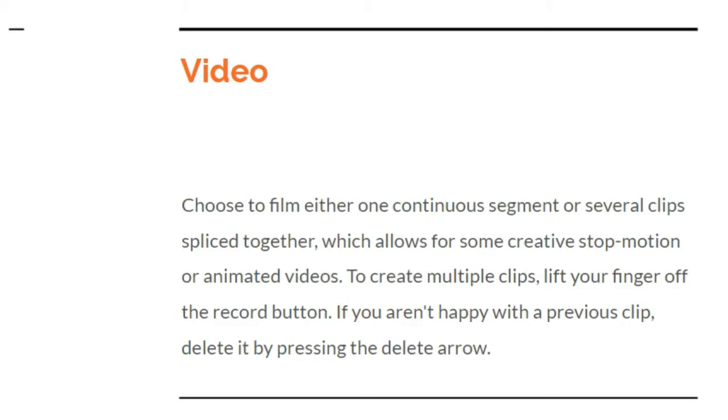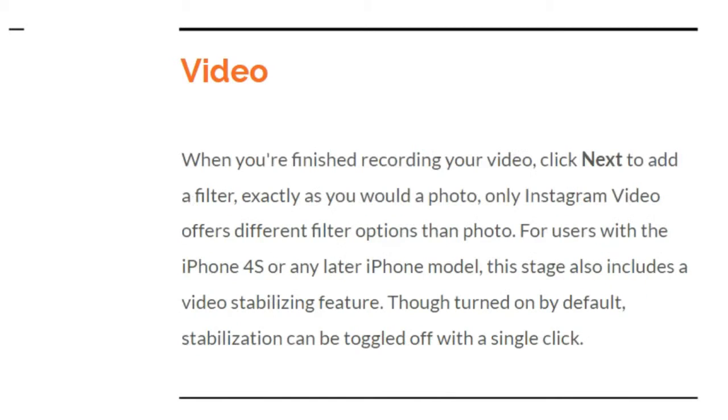So you want to choose to film either one continuous segment or maybe even several clips that are going to be spliced together. That'll allow for some creative stop motion or animated videos. You can create multiple clips by lifting your finger off the record button. If you aren't happy, delete it by pressing the delete arrow button.